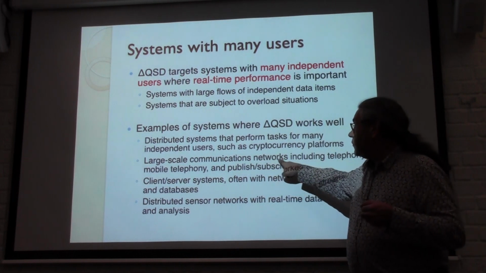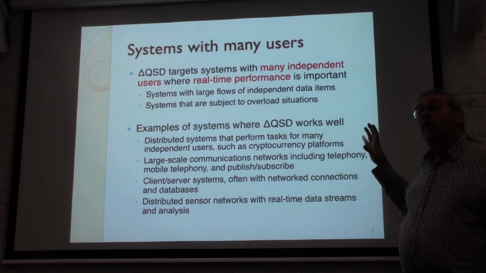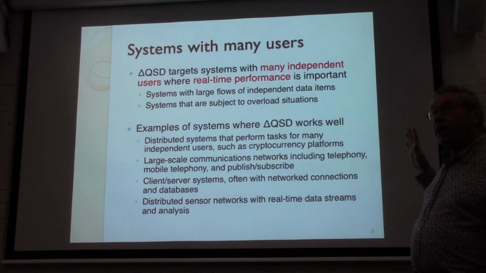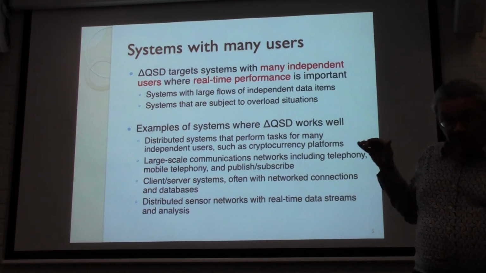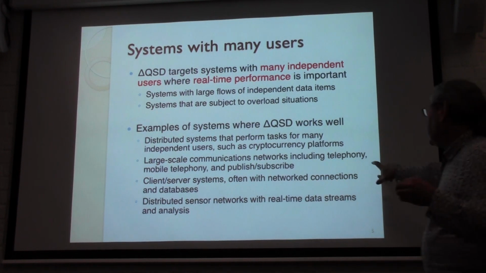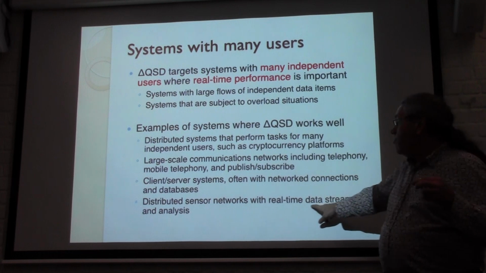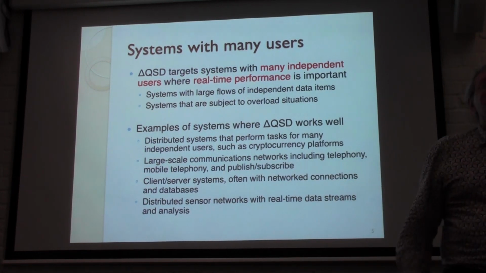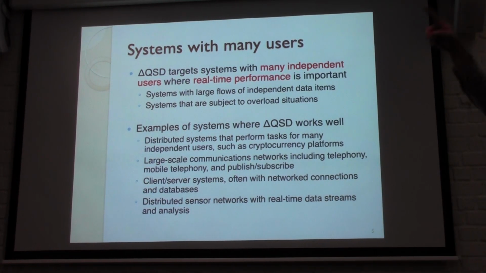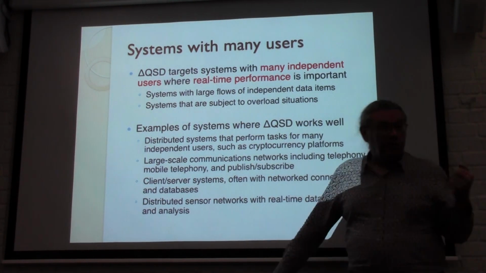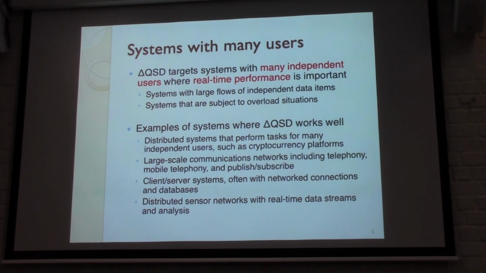Also, telecommunications. Big companies. Since they're in the UK, it's mostly British companies, but not only. It's British Telecom, Vodafone, for example. Client-server systems with lots of clients. Distributed sensor networks. For example, in CERN, where you have networks connecting the colliders to analyzers, and the data is flowing very fast. This kind of distributed sensor network is very easy to analyze using ΔQSD.